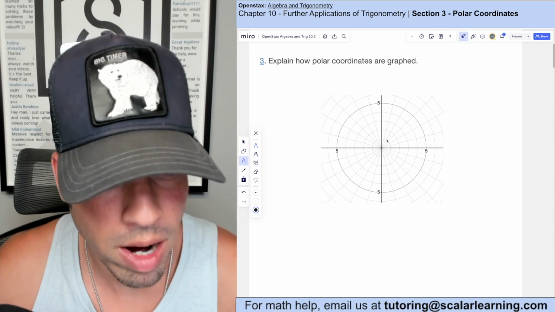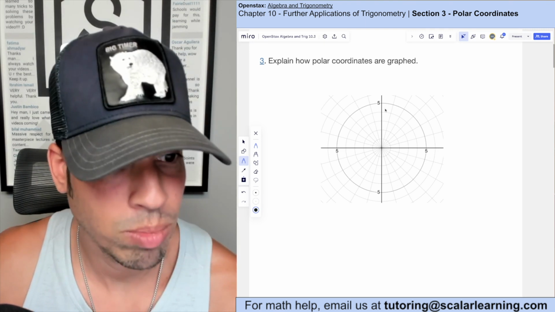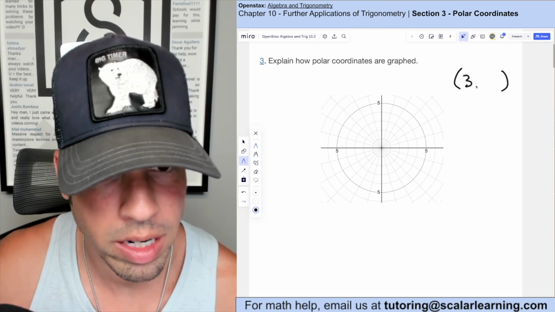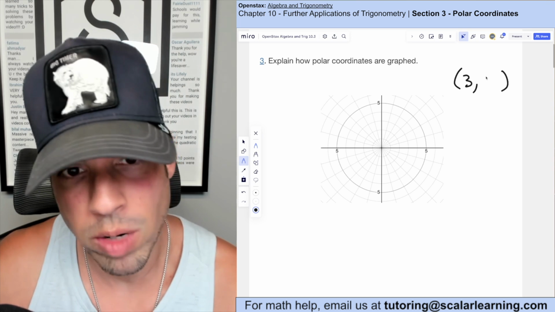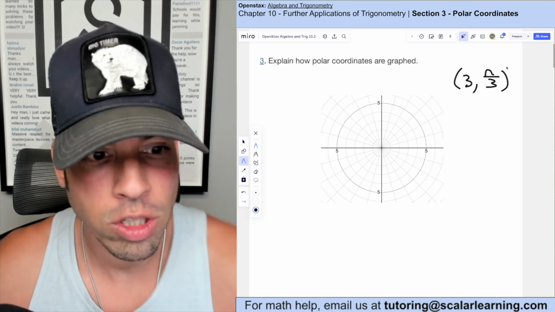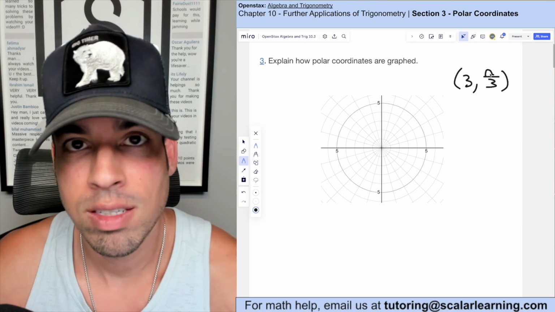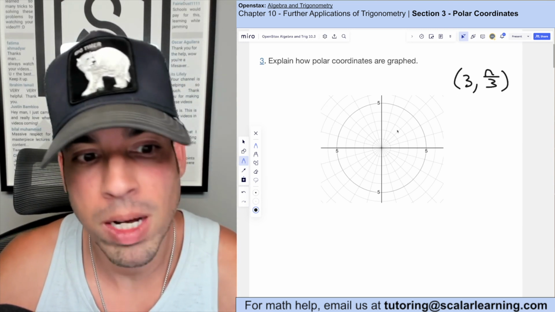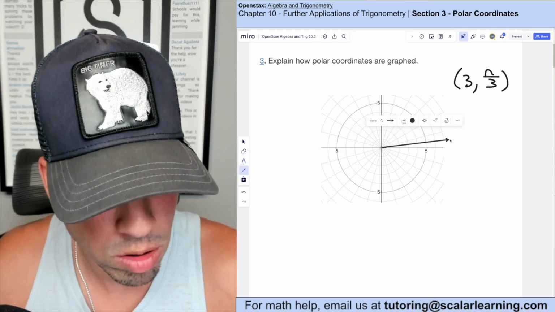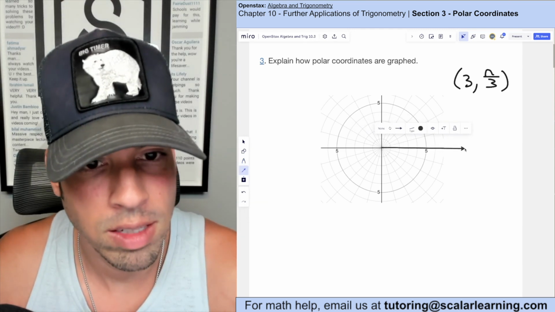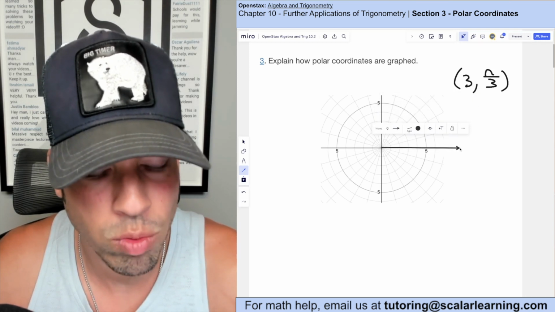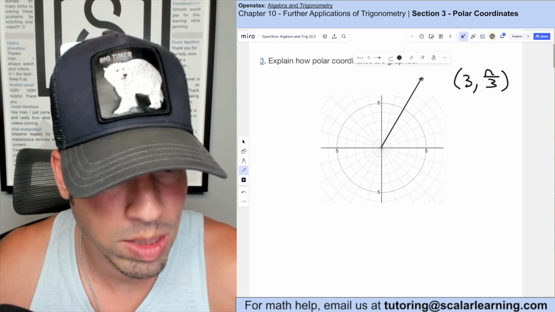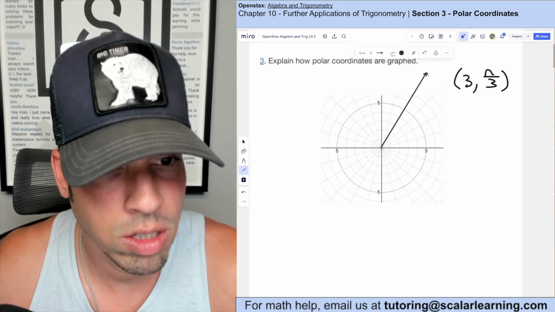This one says explain how polar coordinates are graphed. To do that, I put up a graph here in that polar setup. Let's take an r value of 3 and a theta value in radians of pi/3. Just so you remember, pi/3 is the same as 60 degrees, so that might be an easier visual if you're more familiar with degrees. The bottom line is we start out here on the x-axis, and then we raise up based on that radian measure. So pi/3 or 60 degrees, this would be 30, this would be 60, also pi/3. This is the angle that we're on.